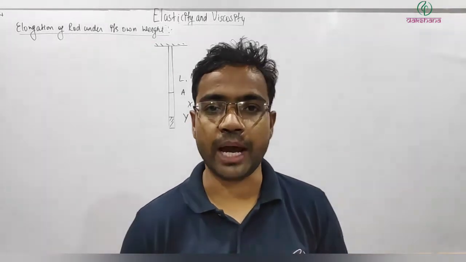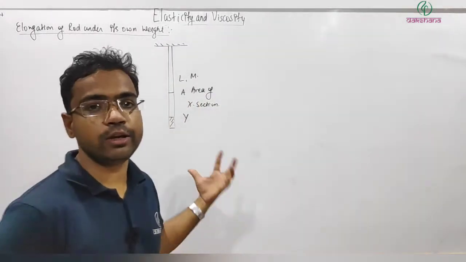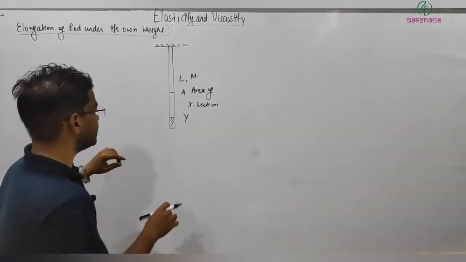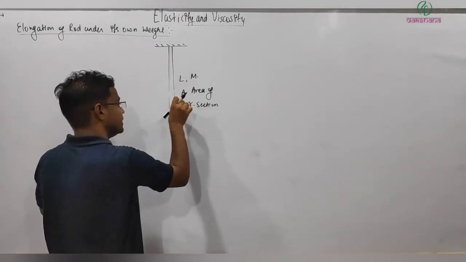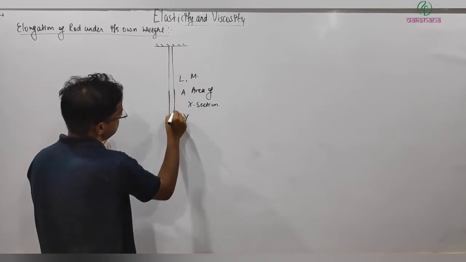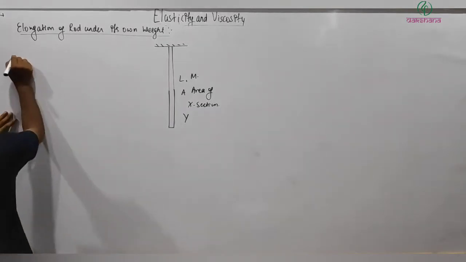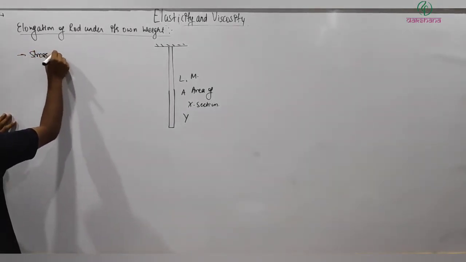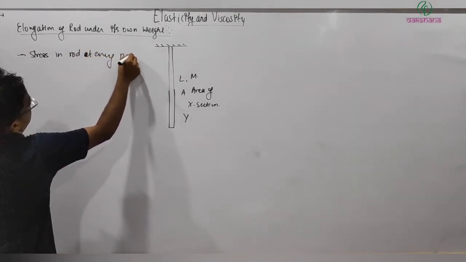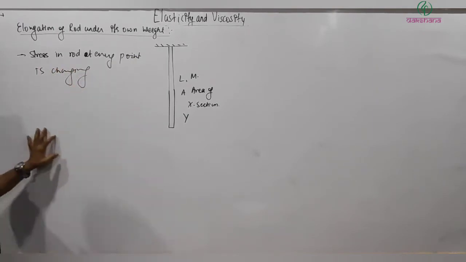So let me first tell you the approach, how we exactly solve this case, then I will tell you the direct method, then you can apply that one also, but understanding the approach is also important. So let me first show how we will solve this problem. Now in this situation, stress in the rod at every point is changing, or variable.